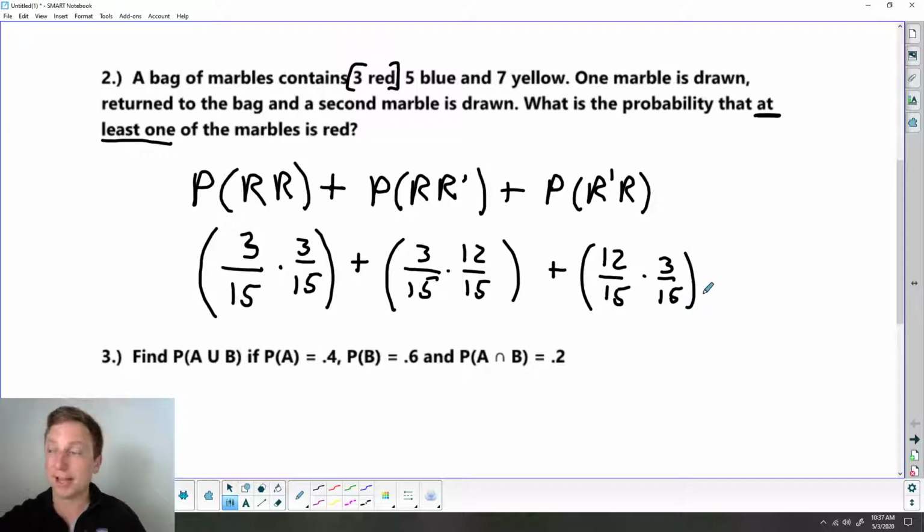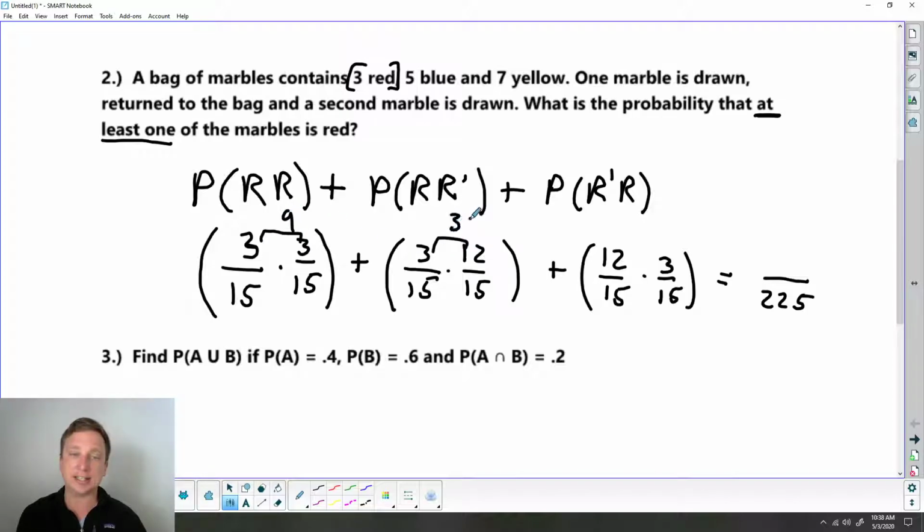So when we multiply these together, what's nice about these actually is we have a common denominator. This happens a lot in probability. So my denominators are going to be 15 and 15, which is 225 total. Now I need to multiply these. So I have 9 here. I have 36 outcomes there, and then I have another 36 here. So it looks like 36 and 36 will make 72 plus 9. So 81 of the 225 outcomes have at least one red in it.